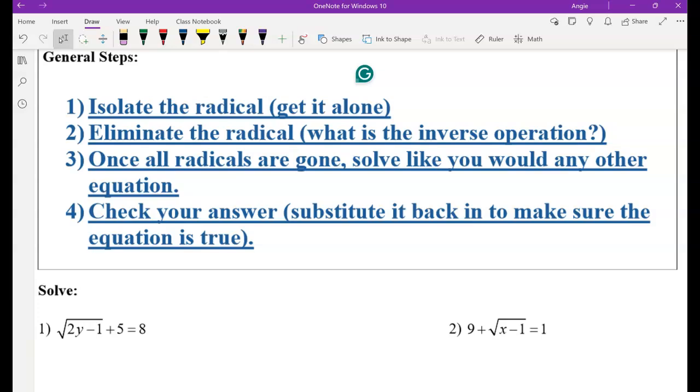What is the inverse operation? If it's square root, the inverse of that, to get rid of the square root is to square both sides. If it's a cube root, to get rid of the cube root, we are going to take the third power to both sides, okay? Cube both sides. Once all radicals are gone, solve like you would any other equation. Then step number 4, check your answer. Substitute it back to make sure the equation is true.